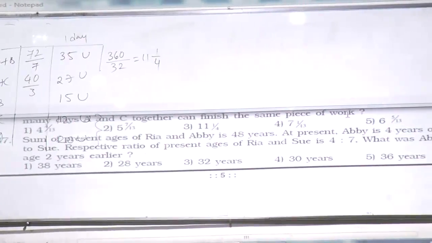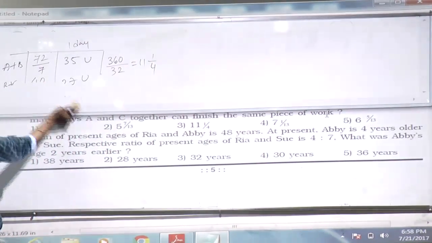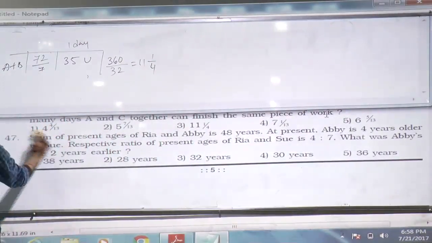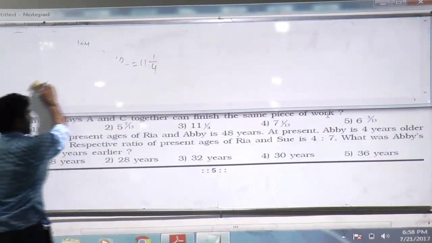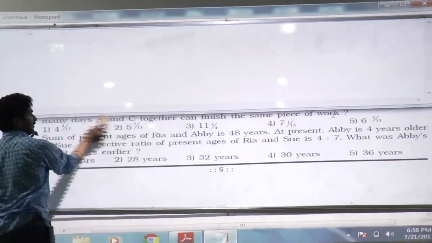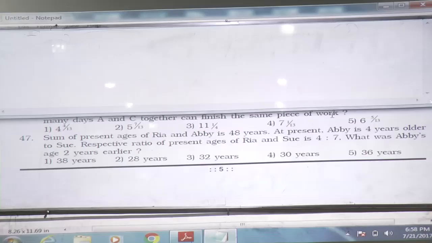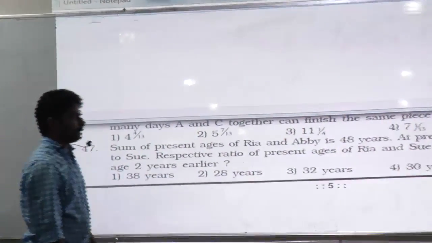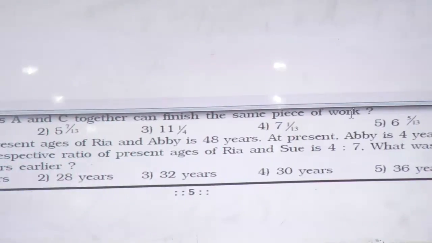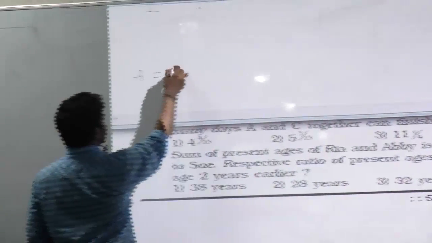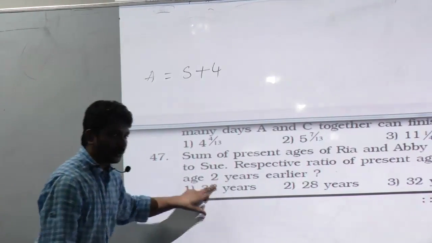47. The sum of percentages of Ria and Abby is 48. At present, Abby is 4 years older than Sue, and the respective ratio of percentages of Ria and Sue is 4:7. What is Abby's age 2 years earlier? Now, Abby is how many years older than Sue? 4 years. So can I treat Abby's age as Sue's age plus 4? But your question is about 2 years back.